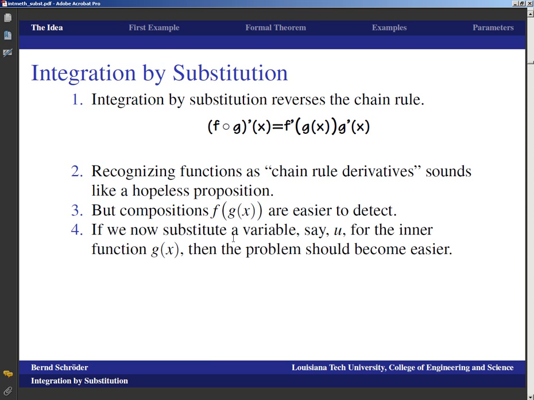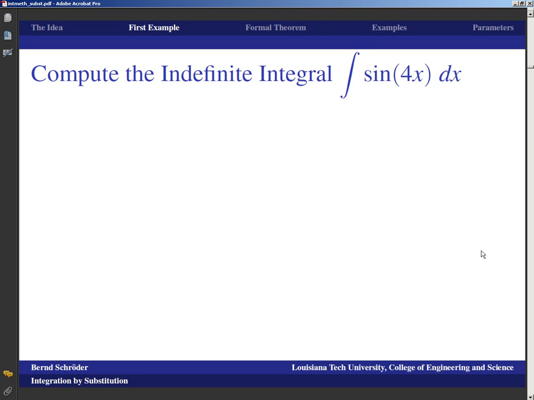And then if we now substitute a single variable, say u, for the inner function g of x, then the problem should become easier. Well, and that's where I can say this is best demonstrated with an example. So let's take a look at our first example here. We want to find the indefinite integral of the function sine 4x. And well, we can find the antiderivative of sine of variable. We can find the antiderivative of sine of u. So if we just let u be equal to 4x, well, that would be nice, but we don't know how to integrate u with respect to x.